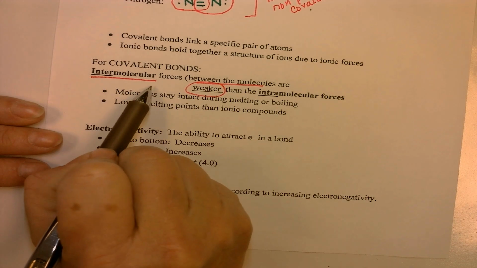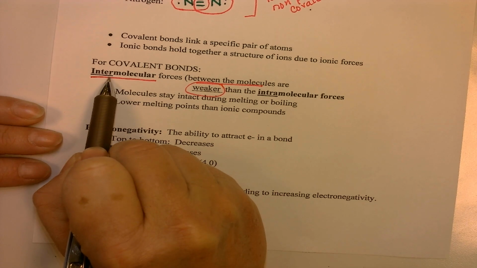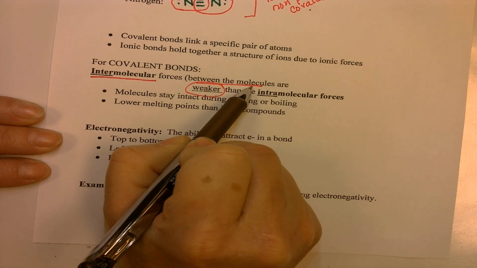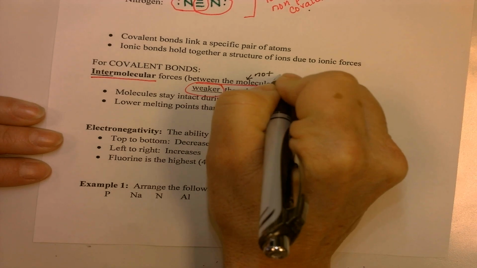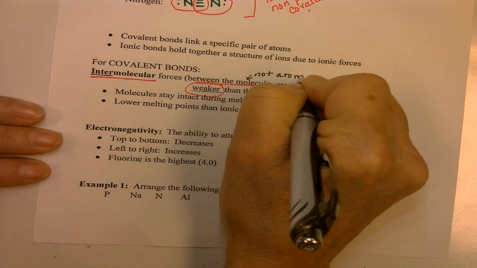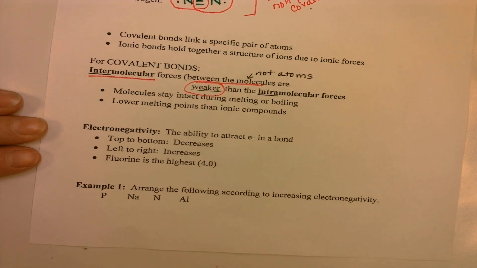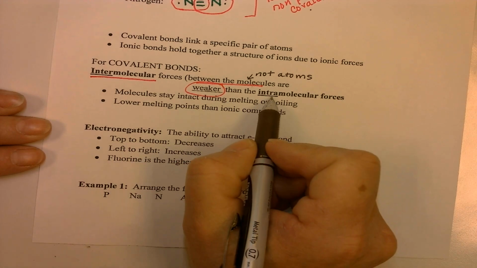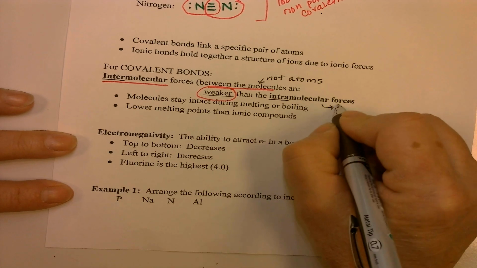For covalent bonds, the intermolecular forces are between the molecules, not atoms. So intermolecular forces are between molecules. They are weaker than the intramolecular forces, and this would be between the atoms.